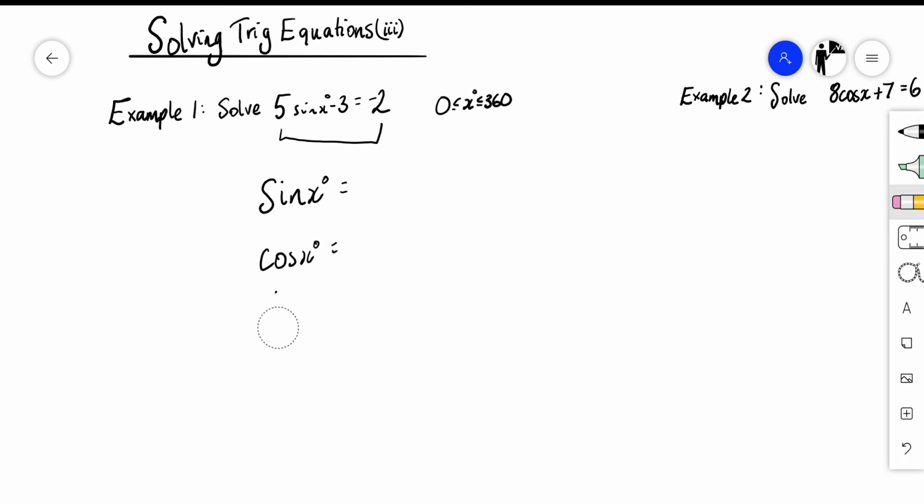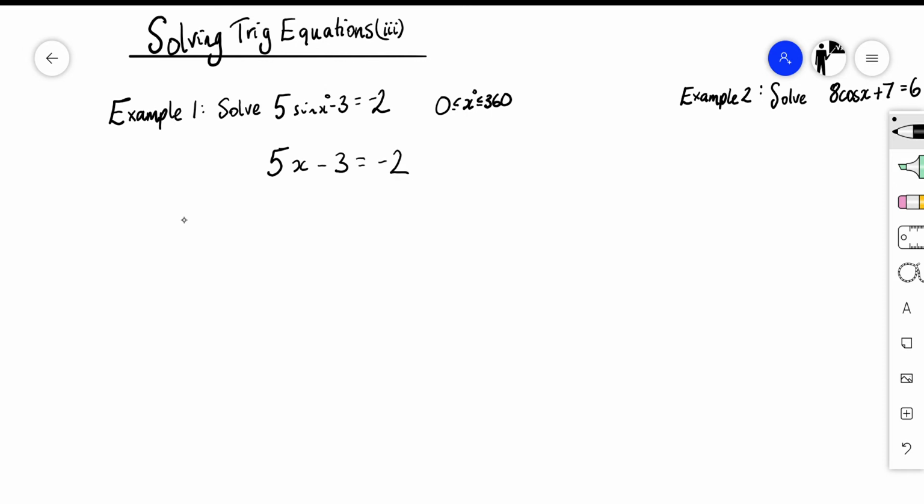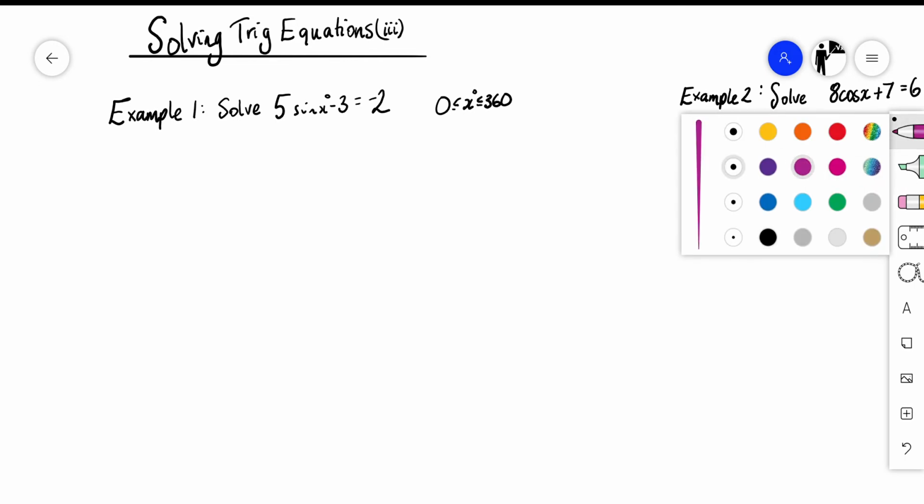What we essentially want to do though is manipulate the original equations to get them into that form. We're essentially going to treat the equations just like how we would solve any equations. If this was the equation that we had to solve, we would add 3 to both sides and then divide through by 5. The same is true for this equation here. Essentially, we're going to make sin x the subject of the formula.